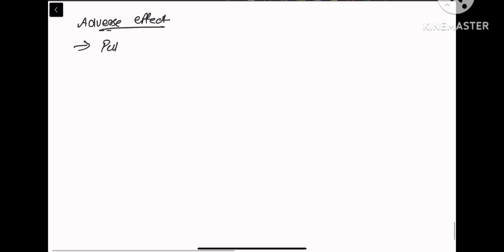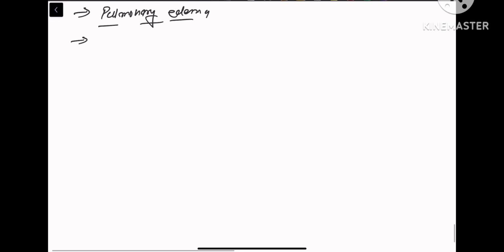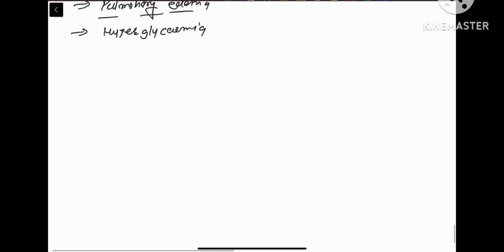Adverse effects will be pulmonary edema, because this is attracting the water, so the water will increase in the alveolar space, so it causes the pulmonary edema. Hyperglycemia. Okay, now this is contraindicated in congestive heart failure, pulmonary edema, intracranial bleeding.